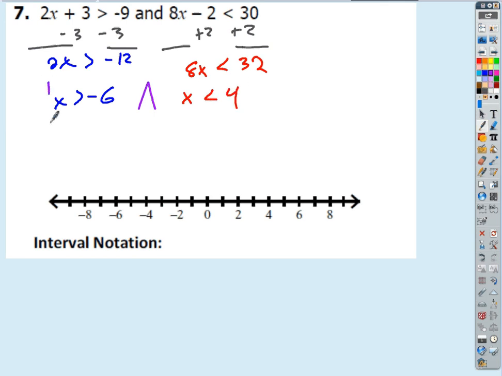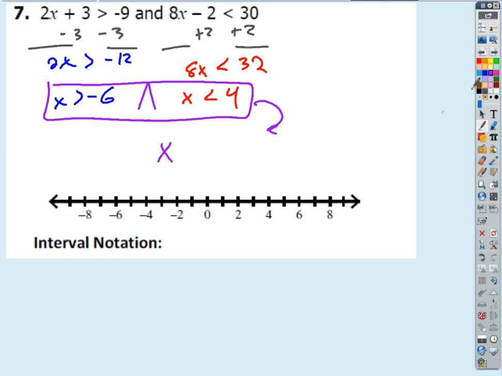That's how I could say it using the word and. But we really don't want to write it that way. How could we write that better in 3 parts? Good. And we could just say x is greater than -6 and less than 4, right? And that's the way we really want to do it.